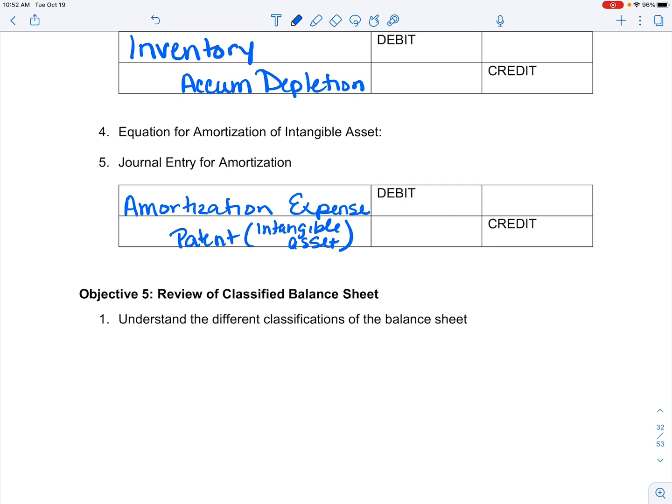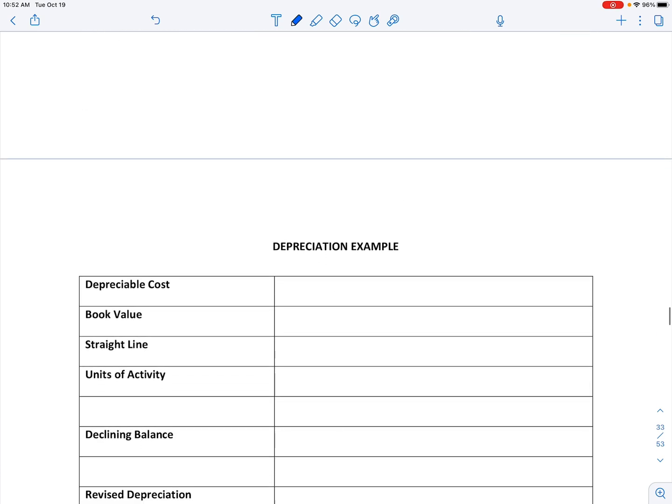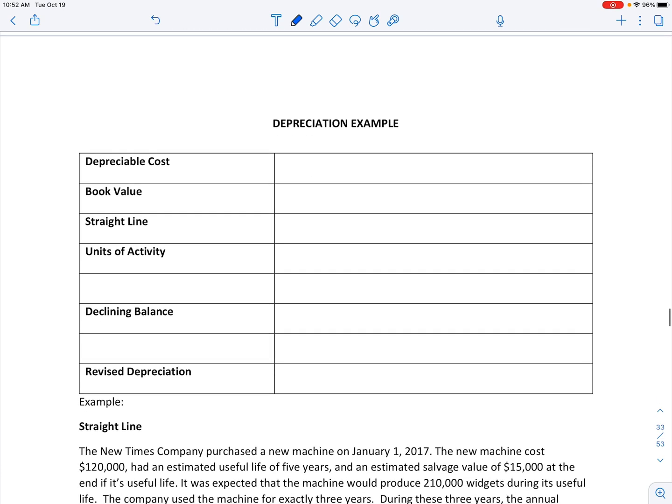And then this chapter does go back and review that classified balance sheet, adds in that accumulated depreciation account, takes a closer look at those plant assets, and just reviews this topic that we've already learned about. That should be it. There's another video for this example because it's a longer example. I wanted to make sure you had time to stop and go through it.